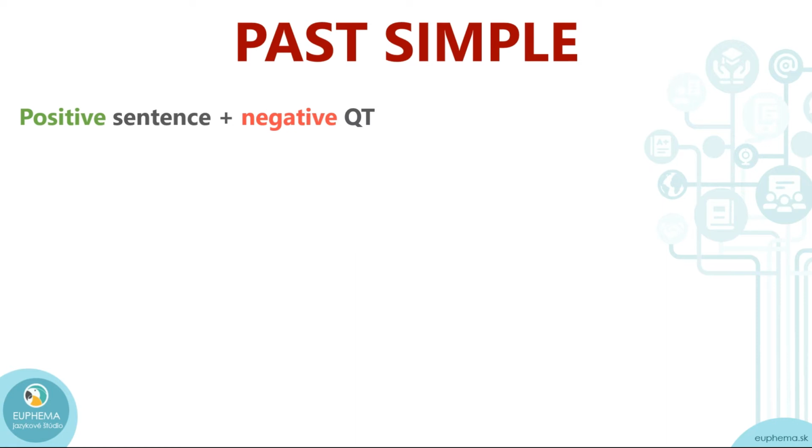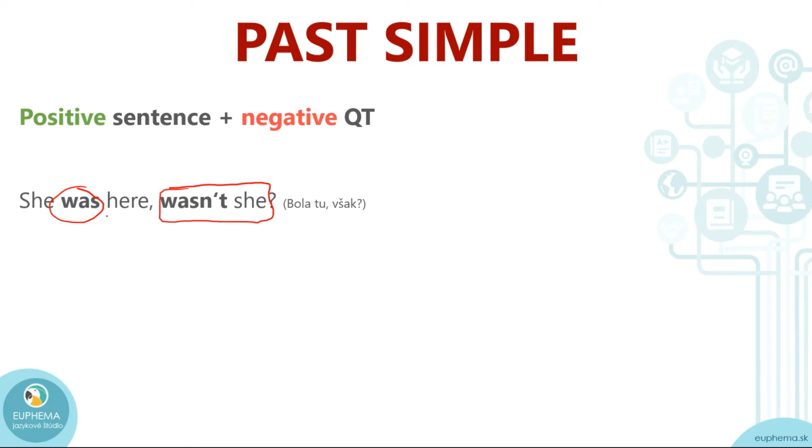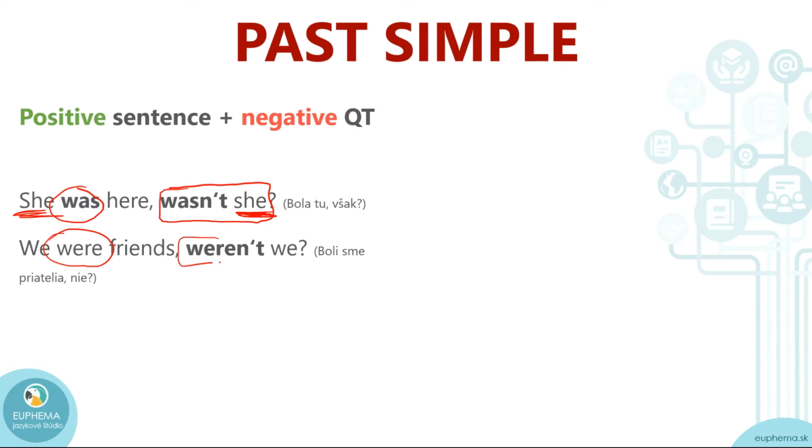You start with a positive sentence, then you have to add a negative question tag. So, she was here, wasn't she? All right, so positive was in the sentence, then the question tag must be negative, wasn't she? And again, the person is the same, yes? She. Okay. We were friends, weren't we? Positive, were. In the question tag, negative, weren't. And the person, we, doesn't change.